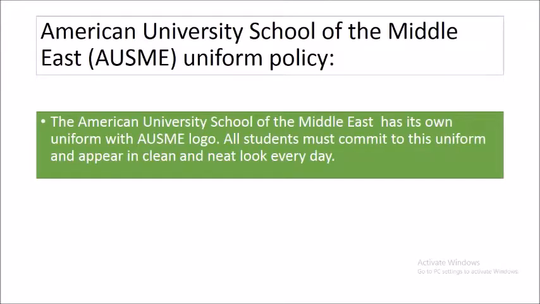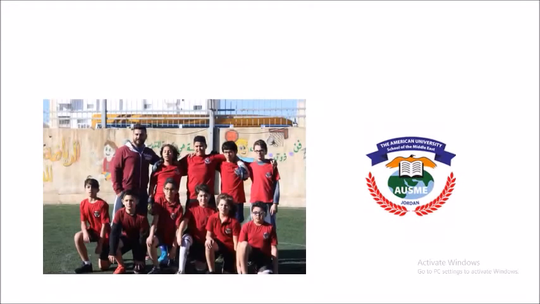Our school policy states that the American University School of the Middle East, this is the name of my school, has its own uniform with ASME logo. You're going to see this in the next picture. All students must commit to this uniform and appear in a clean and neat look every day. We have other parts of this policy about the PE uniform, about trips and activity dress, about hijab policy because, as you know, we are in a Muslim country, and other stuff. But this is the main body, the main part of the school policy.